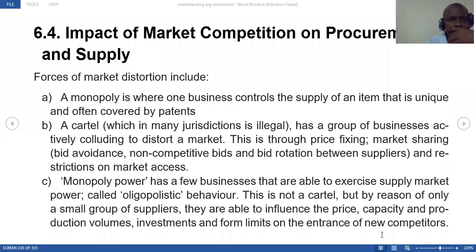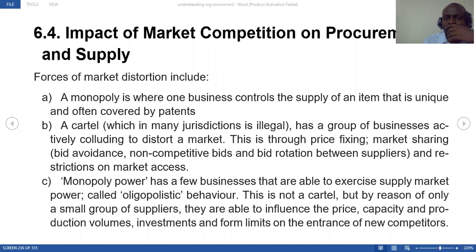So we are also saying a monopoly is where one business controls the supply of an item that is unique and often covered by patents. So for a monopoly to succeed, they must patent their product so that any other company cannot copy that product.